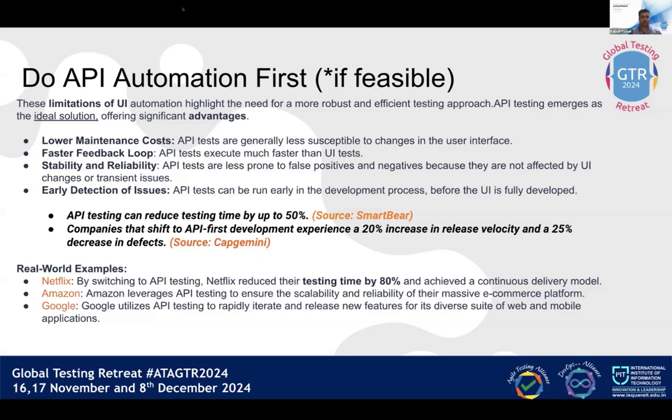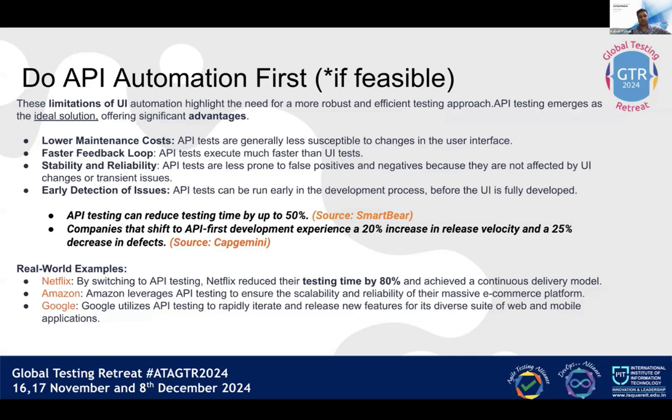So the benefit is simple: low maintenance cost and faster feedback, because you can find the bug as early as possible. Stability, because if you find the bug at an early stage, the application will be stable. Early detection of issues, I already mentioned, and there are some stats here. API testing can reduce the testing time by 50%. This is from SmartBear.